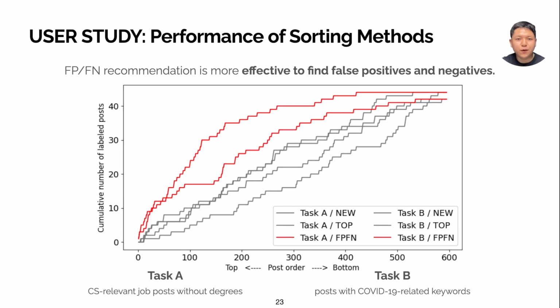First, we sought to confirm that our sorting method, FBFN recommendation, is more effective than default sorting methods for helping moderators find false positives and negatives among the posts. To achieve this, we labeled posts used in our user study for task A and B and sorted them using our FBFN recommendation, as well as by newest and highest posts, which are referred to as new and top. Our recommendation algorithm tends to display posts labeled for each task at the top. Additionally, its performance was better in task A, which involved detecting contextually similar posts.